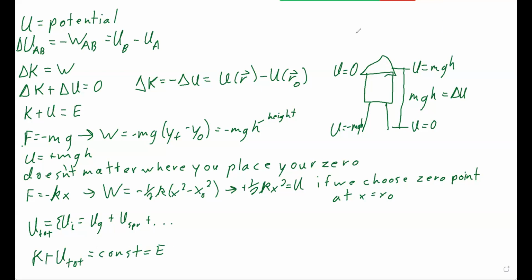Professor, yeah, at the bottom, I think it's that K plus U total equals the constant E? Yeah. Okay. And okay, so is that the only question? Yeah, and also it says if we were to choose 0 point at x equals x naught. Yeah.